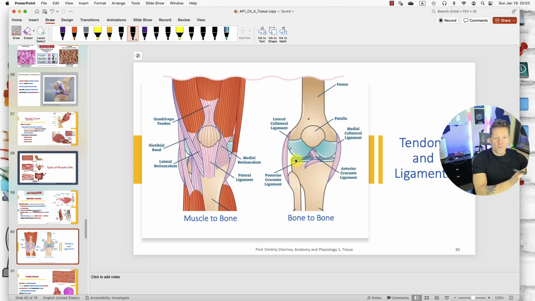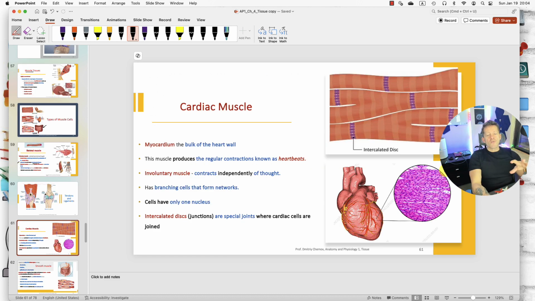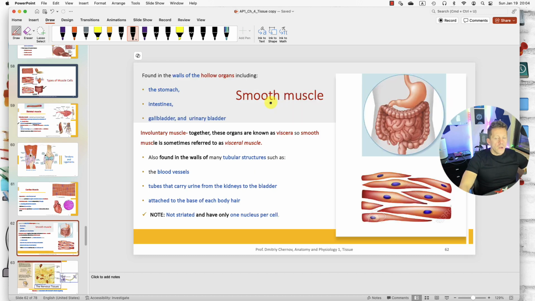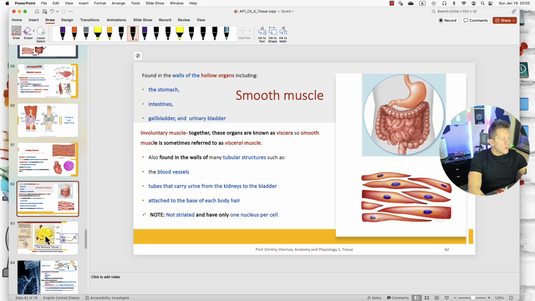And I mentioned before, ligaments and tendons. The major difference between them is that the tendon connects a muscle to the bone, and the ligament connects bone to bone. The cardiac muscle produces the regular contraction, the heartbeats. The smooth muscle is found in the walls of the hollow organs, like the digestive organs or the blood vessels. We will discuss the muscles in the muscle system later.